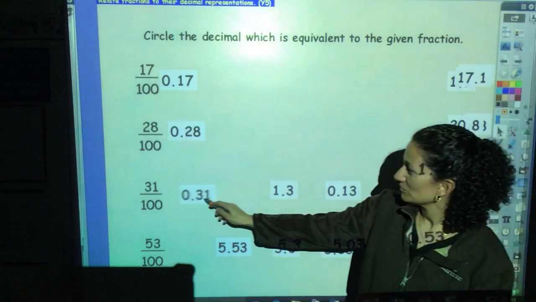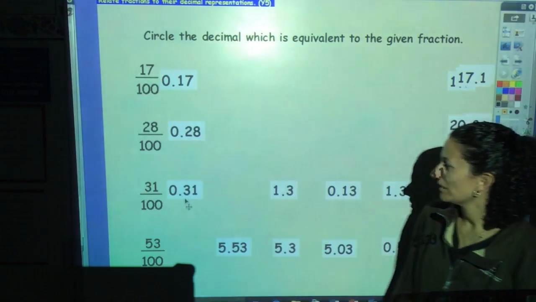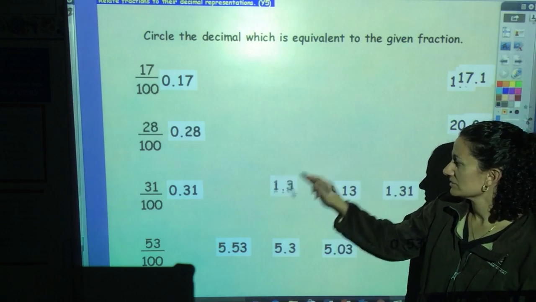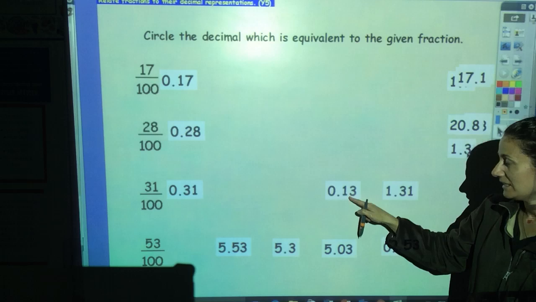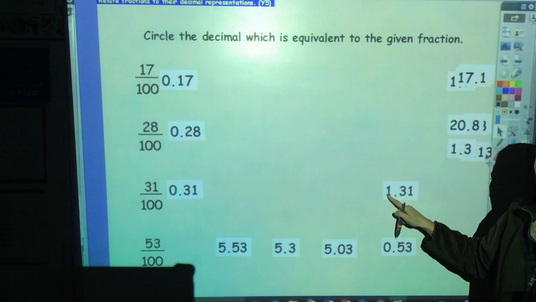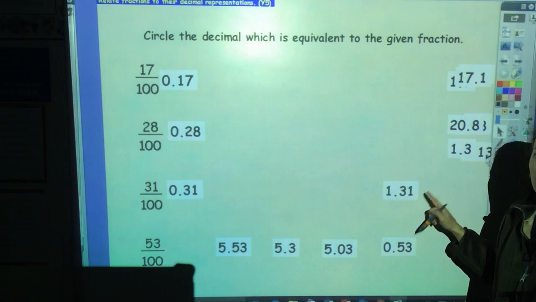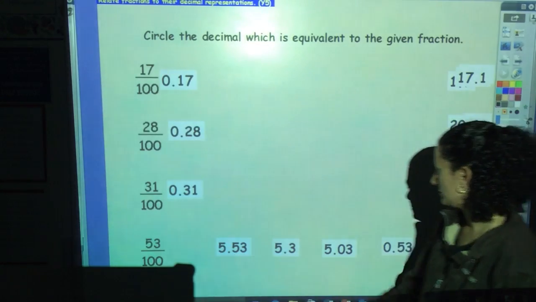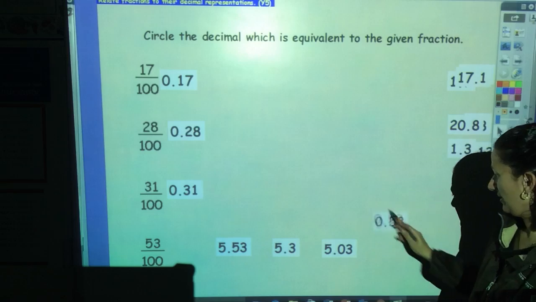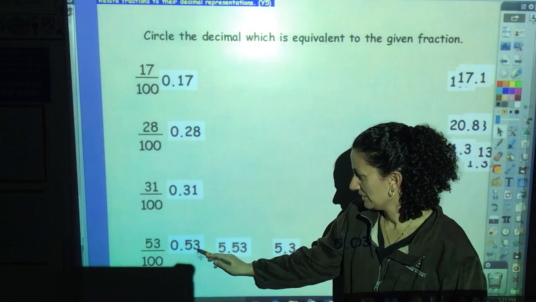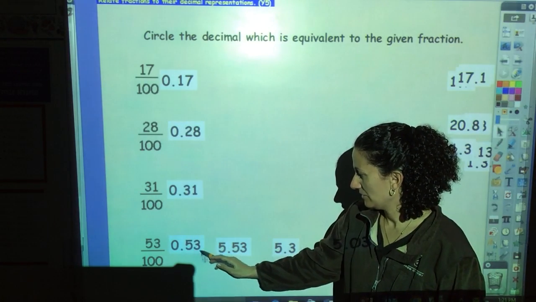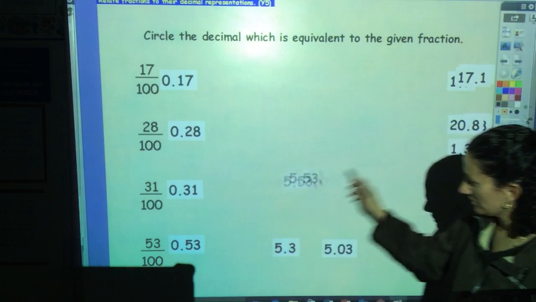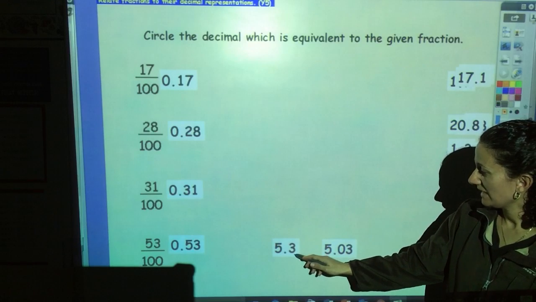Hopefully this very first one right here. This is 31/100ths. Let's read these really quickly. This is 1 and 3/10, 13/100ths, and 1 and 31/100ths. All right, and this last one, 53/100ths, would be matched up with this decimal number right here. 0 and 53/100ths would be written like this. This is 5 and 53/100ths. This is 5 and 3/10.